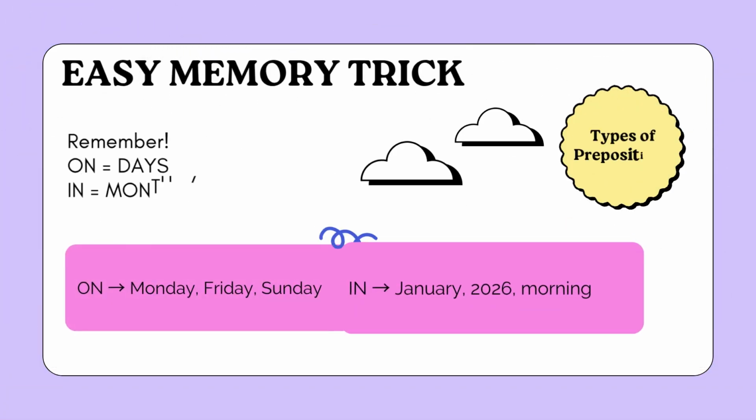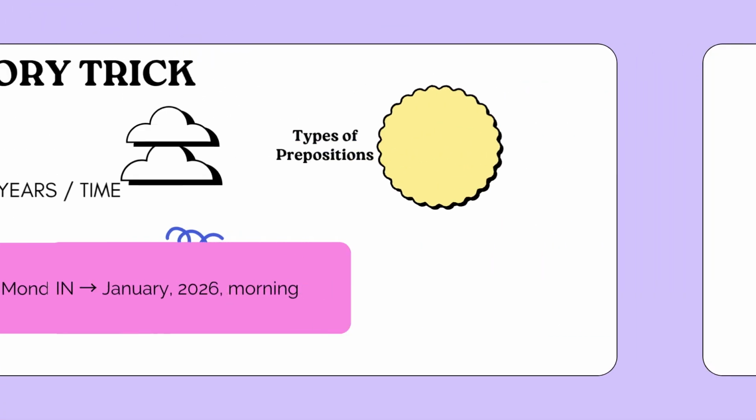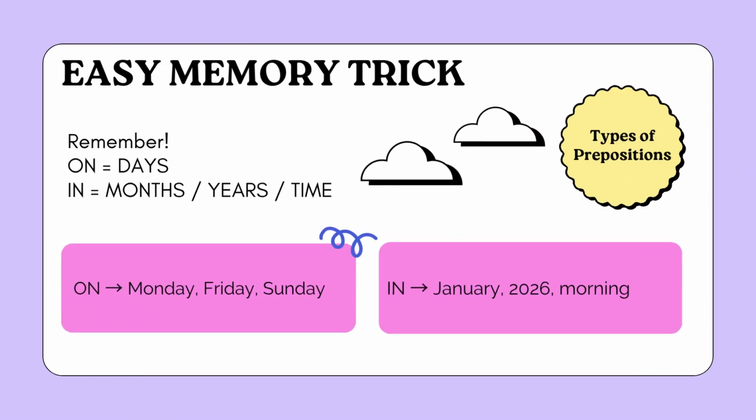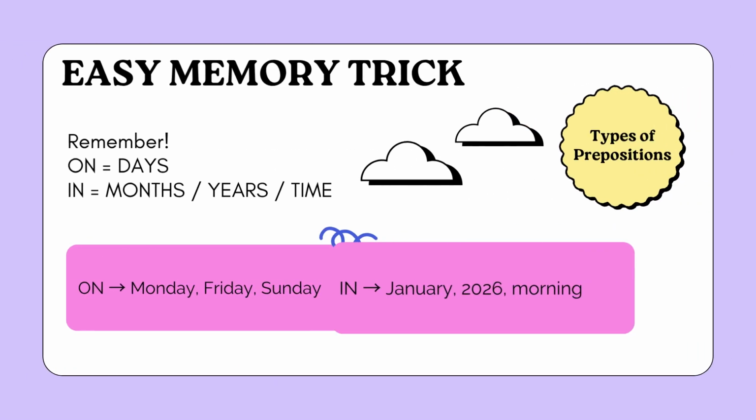Here is an easy trick. On is for days. In is for months, years, and longer time.